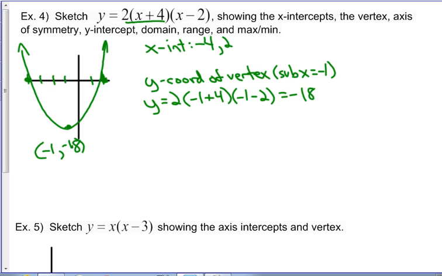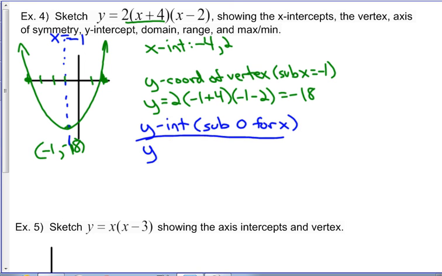What else do we have to know? The axis of symmetry? Well, that's pretty easy. That's going to be x equals negative 1. The y-intercept? Sub 0 for x. There are no special tricks you need to know for that. So y equals 2, 0 plus 4, 0 minus 2. Gives us negative 16. This must be negative 16 right here.